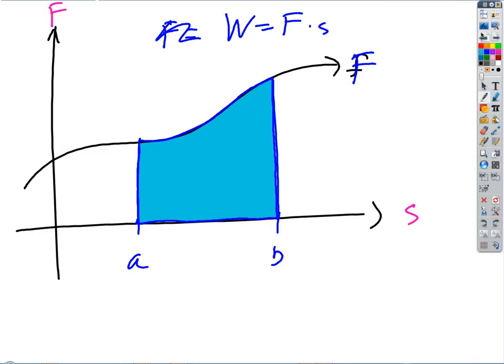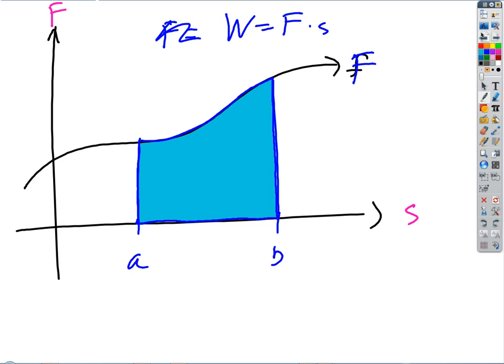This is the question. How are we going to come up with a way of adding up a finite area under some curve that's constantly changing? Right? What are we going to do now?